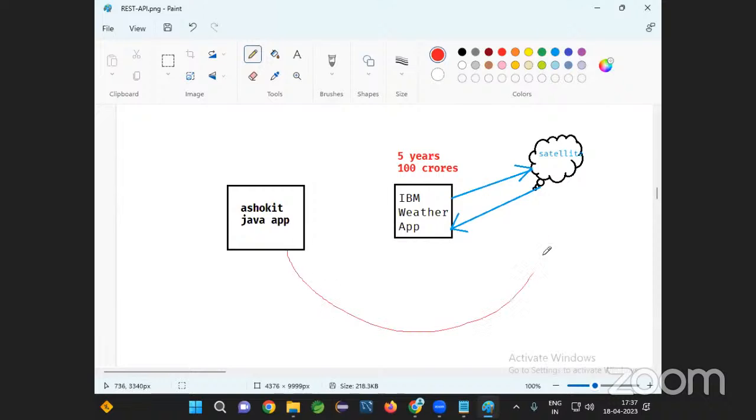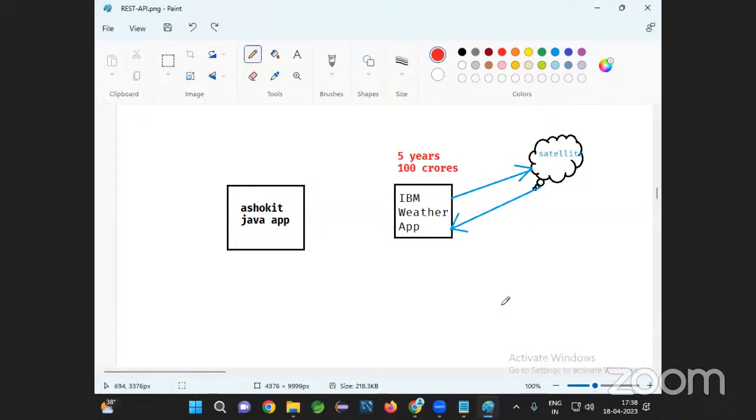If I want to communicate with the satellite, what do I need to do? First of all, do we know how to communicate with the satellite? If I knew how to communicate with the satellite, I would be in NASA, not in Ameerpet. Yes or no? Would I teach Java to you if I knew how to communicate with a satellite? I would be in NASA, a senior scientist, senior architect, like that, right? So now I don't know how to communicate with the satellite, but my requirement is there. I want to communicate with the satellite to get the temperature data. The requirement I have has already been developed by the IBM company. Then what do I need to do?